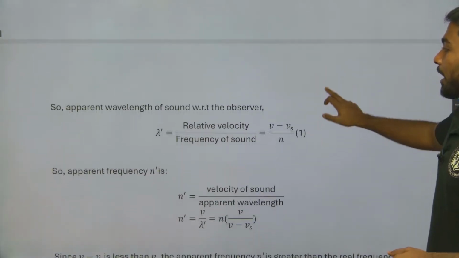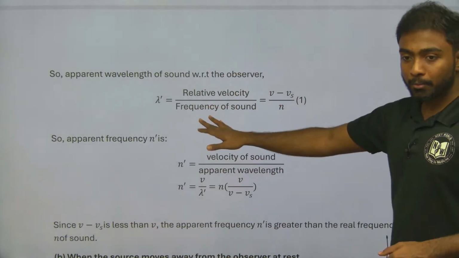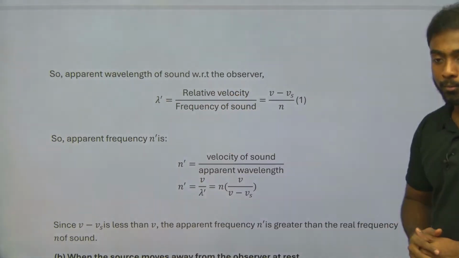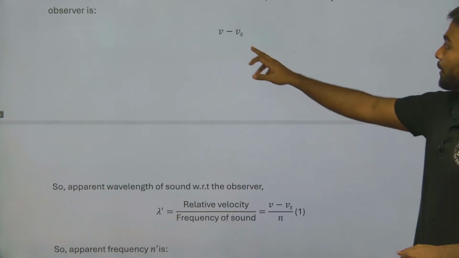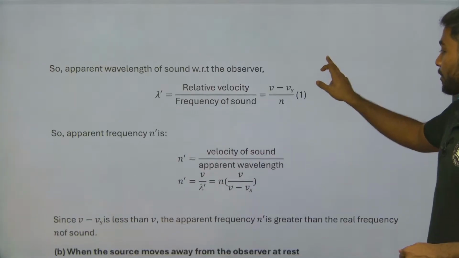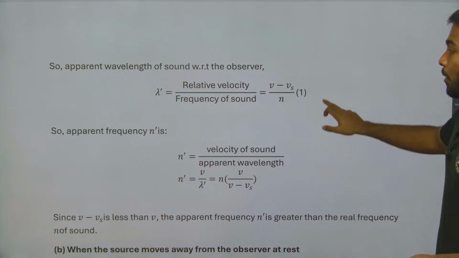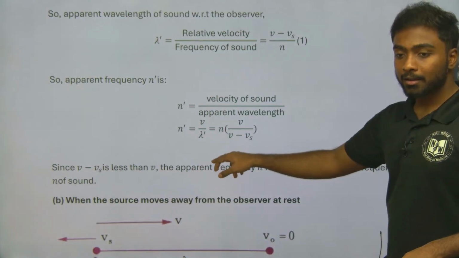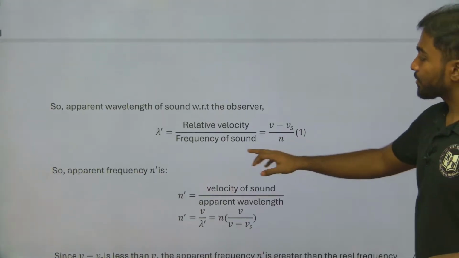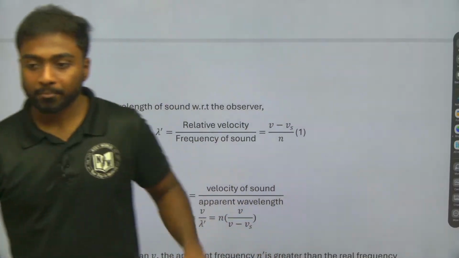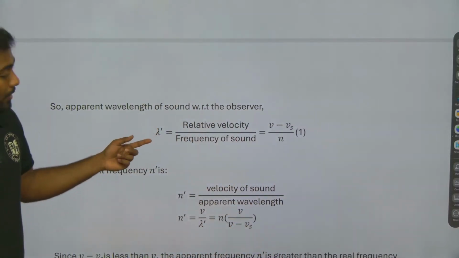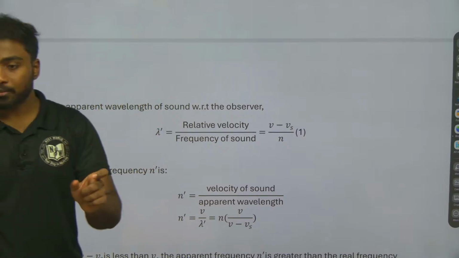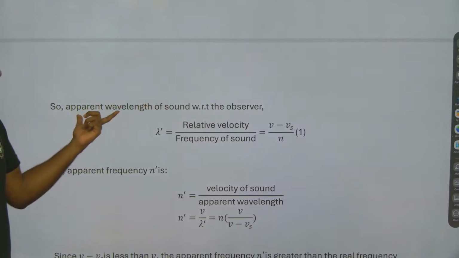Now the apparent wavelength, lambda dash, will be equal to relative velocity by frequency of the sound. What is the relative velocity? V minus Vs, so (V minus Vs) by N. Now the apparent frequency N dash will be equal to V by lambda dash. In the previous case why did we take only lambda? Because lambda was not changing. In this case lambda is changing, so whatever is changing, we take as apparent.